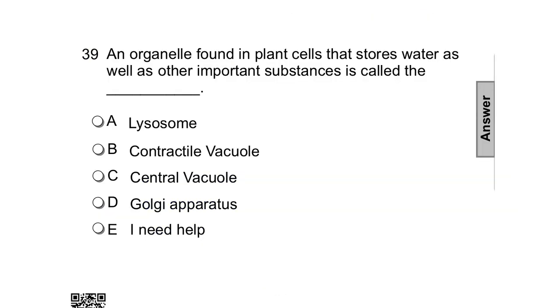Let's continue with these questions. Organelle found in plant cells that stores water. Well, that's the vacuole, the central vacuole. And other important substances, waste products, pigments.